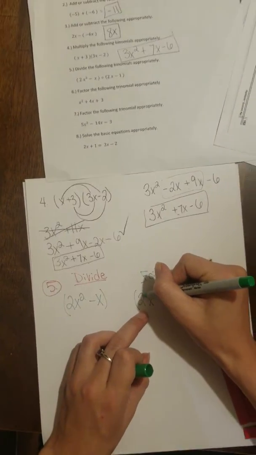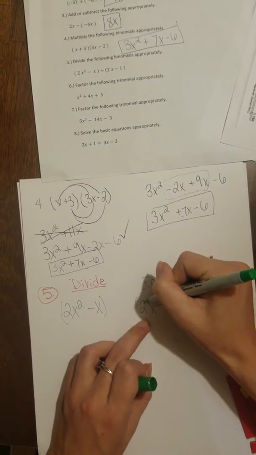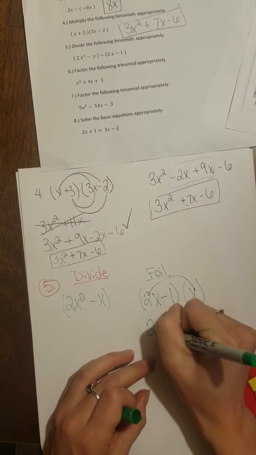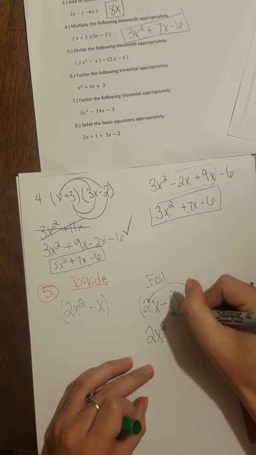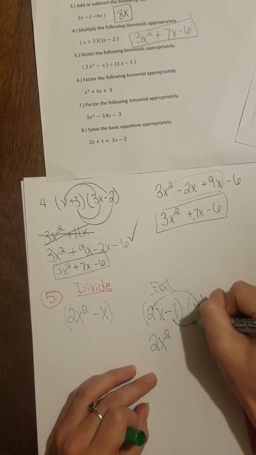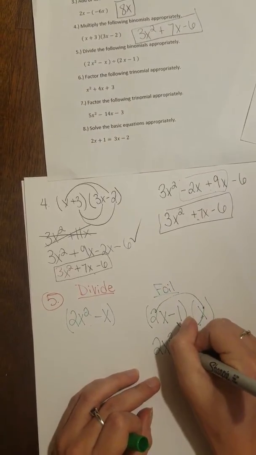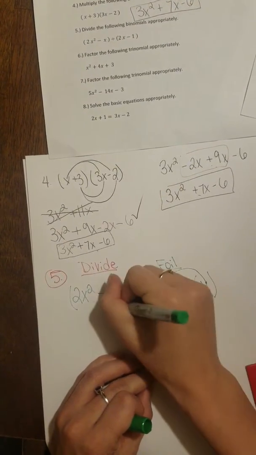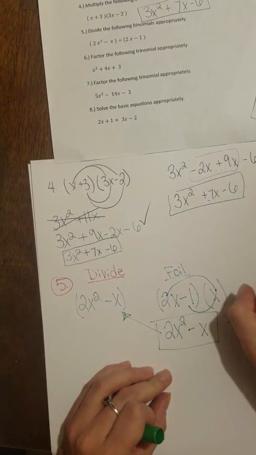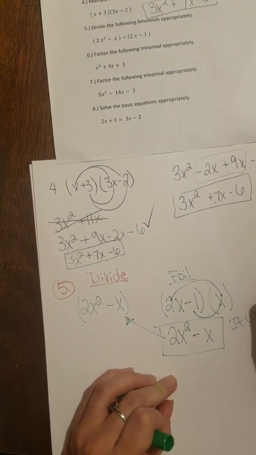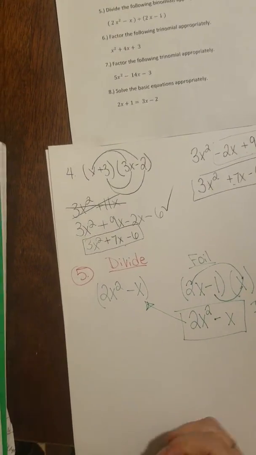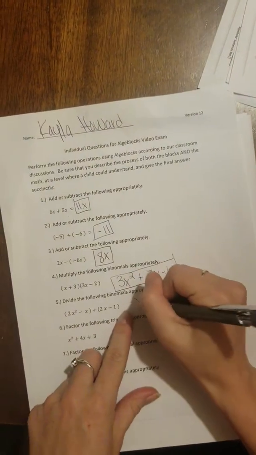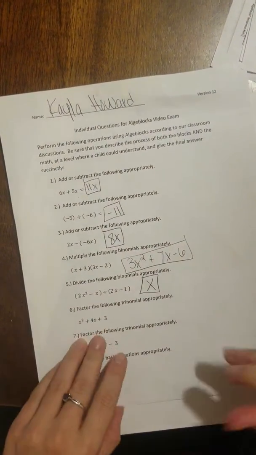So 2x multiplied by x is going to be 2x squared. Then negative 1 times x would be negative x. It matches with that. So it works. Okay? So that's the answer. It's going to be x.